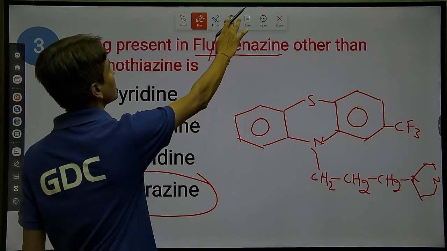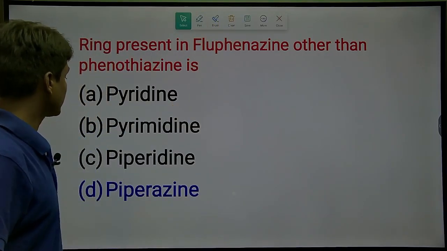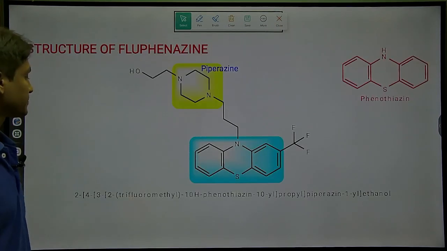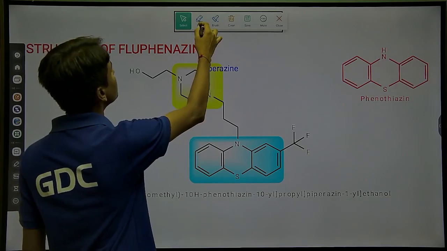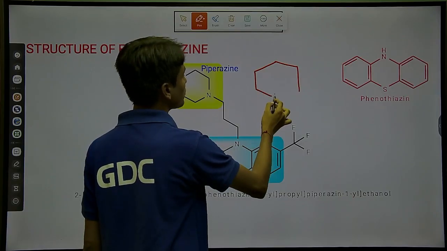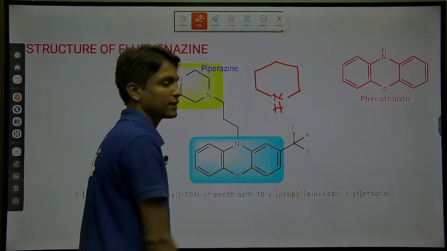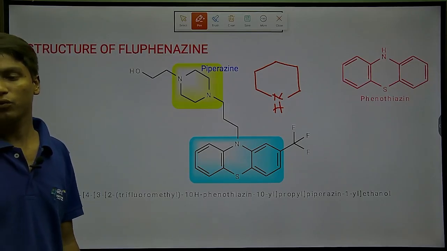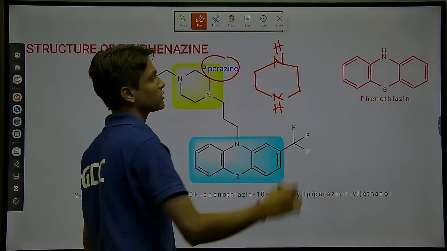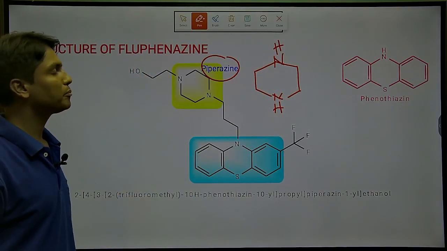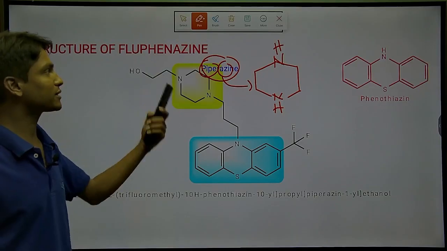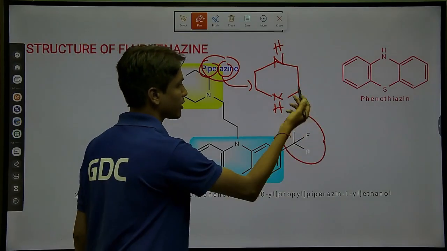Just observe the structure, then we can come to know. The ring present in fluphenazine is piperazine. This group we can call piperidine. Next one is fluphenazine, sorry, piperazine. Piperazine is where, opposite to the first nitrogen, another nitrogen will be there. Hence we call it piperazine. So this is the other ring present in fluphenazine. Here the CF3 moiety is also there.